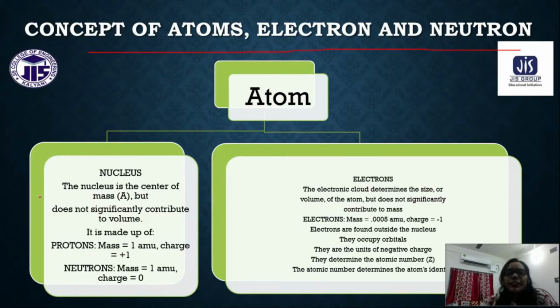So atoms generally have two parts: one is the nucleus, and one is the electrons. At the center of the atom we have the nucleus. The constituents of the nucleus are neutrons and protons. The mass of the proton is 1 mu, and the charge we consider is +1. For the neutron, the charge is 0 and the mass is 1 mu.